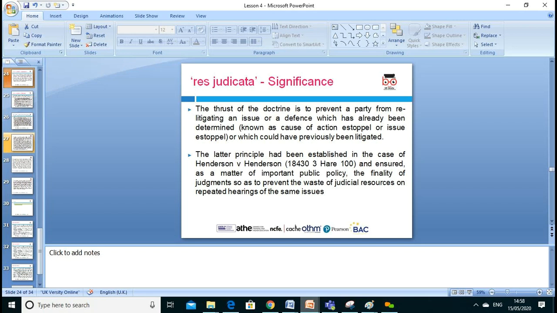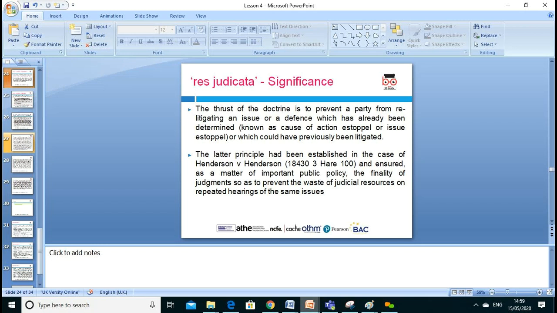So some cases can be reopened, yes? Some can't. If there is significant evidence now, we can reopen the case. Maybe you have heard about some child abuse cases, yes? It is known as a cause of action or issue which could previously have been litigated. The principle was established in case law and is ensured as a matter of important public policy, especially in child abuse and various other cases.